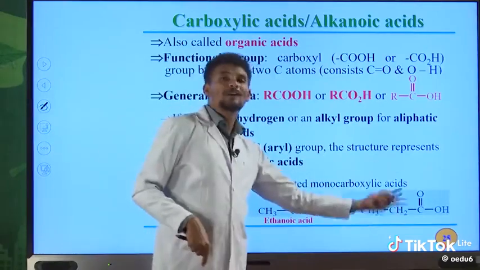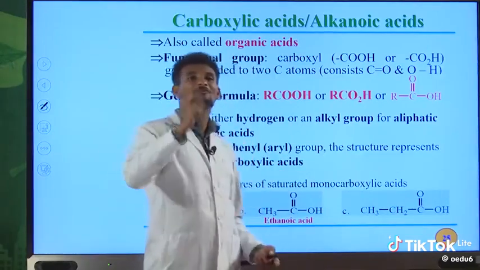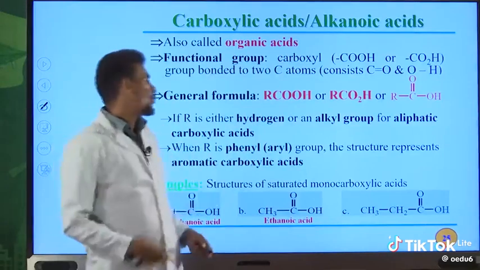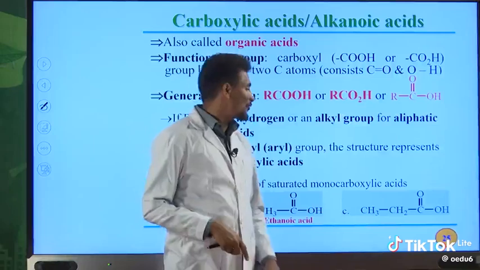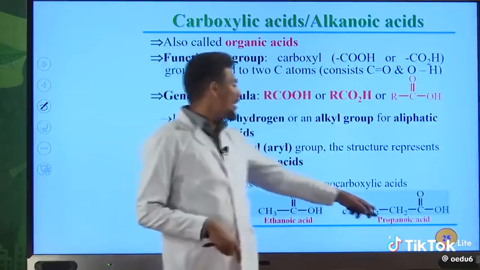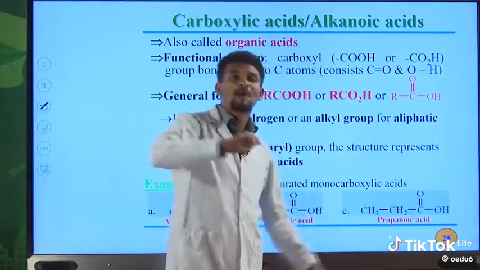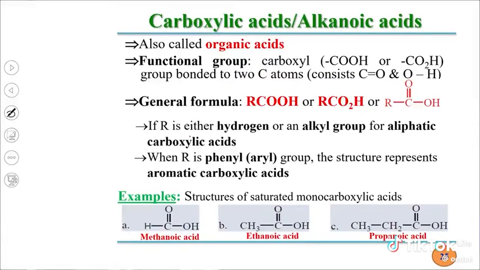The common name for this one is propionic acid. It is derived from the Greek word propion, which means milk, okay? Therefore, propionic acid is the common name for this carboxylic acid. Its IUPAC name is propanoic acid. Propane: the E of an alkane must be replaced by oic acid to write the IUPAC name for this carboxylic acid.